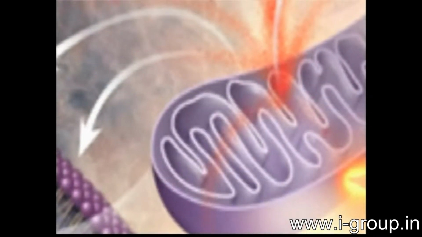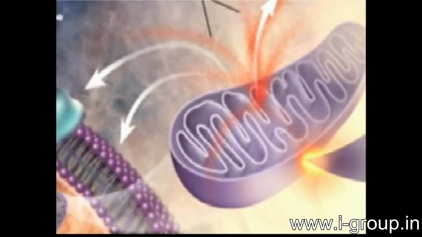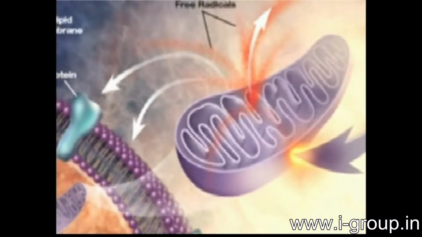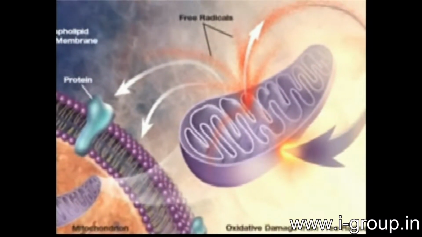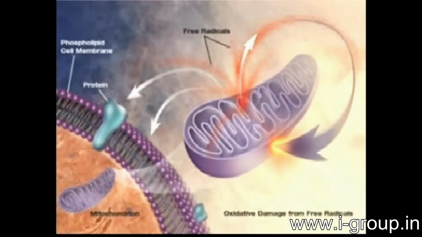Free radical damage is one of the major contributors to disease processes in the human body. In order to understand the importance of how one can help alleviate free radical damage, it is necessary to understand the pathological process by which free radical damage occurs.